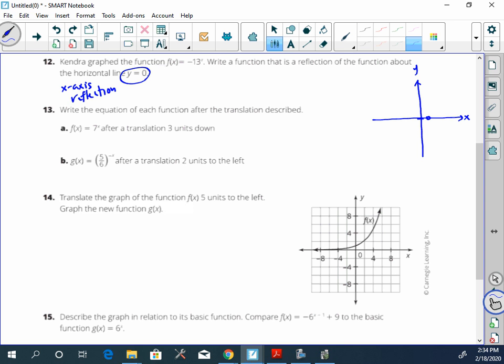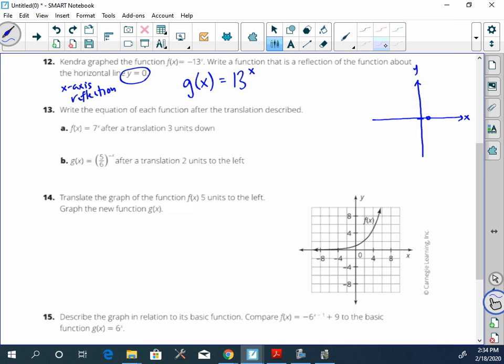And if you reflect over the x-axis, all you do is you put a negative in front of it. And because the negative's already there, we have a negative times a negative, which would turn into a positive. And so we'll just call this, instead of f of x, we'll call it g of x. So our g of x would just turn into positive 13 to the x. So positive 13 to the x goes like this, and negative 13 to the x goes like that. So it's just a reflection over that x-axis. So that's all number 12 is.